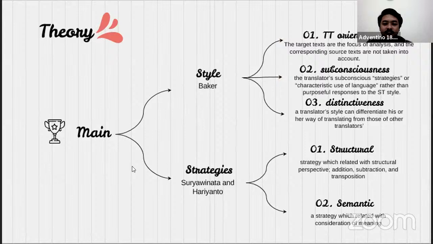Okay, next the theory. I use two main theories here. First, for the style, I use Baker's theory. The first is target text orientation, in which the target text is the focus of analysis and the corresponding source text is not taken into account. Second is subconsciousness: the translator's subconscious strategies or characteristic use of language rather than a purposeful response to the source text style. And the third is distinctiveness. A translator's style can differentiate his or her way of translating from those of other translators.